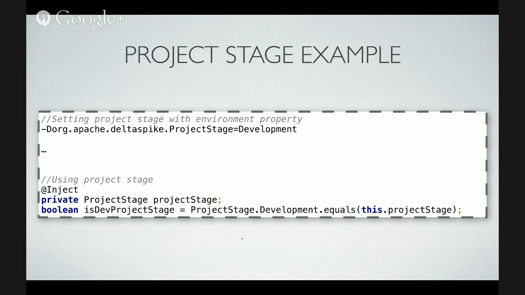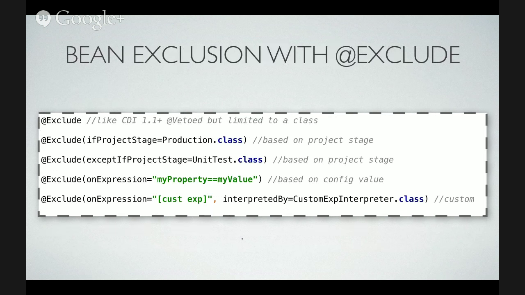You can define your project stage when you launch the JVM, like it is shown in the first example, by adding the environment property. Or you can inject the project stage and test the value of the stage and decide what to do according to that. We will see just after that we can also use it to activate or deactivate beans according to the stage. That will be done through the @Exclude annotation.